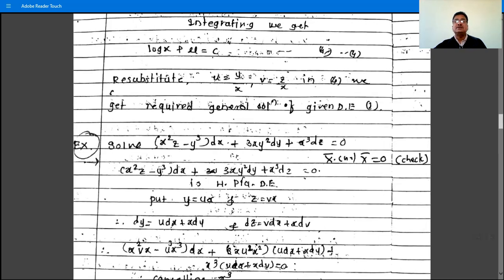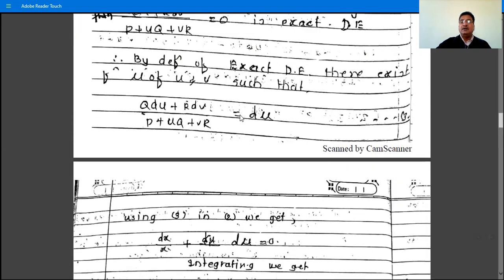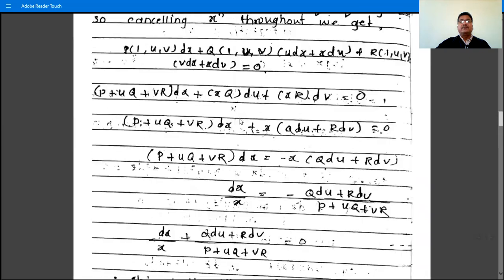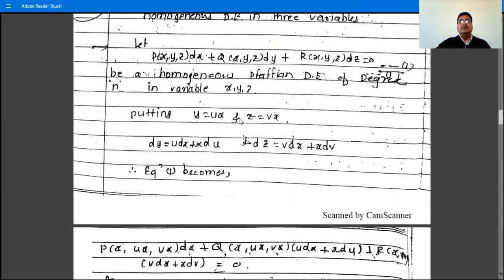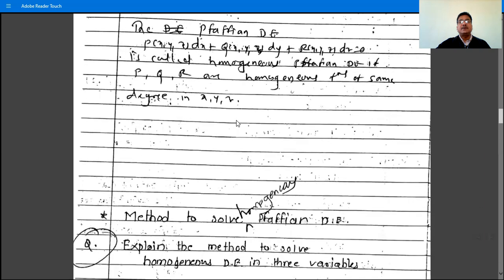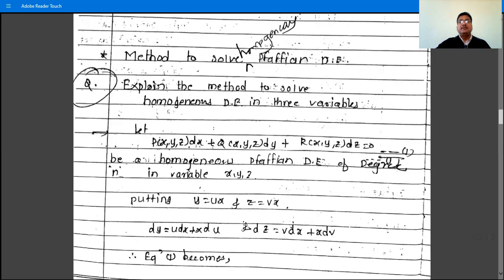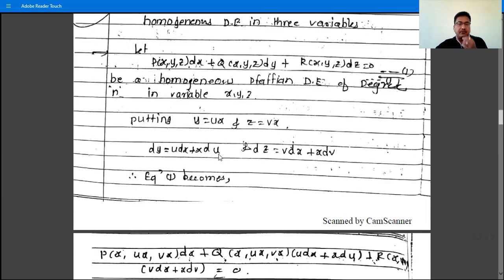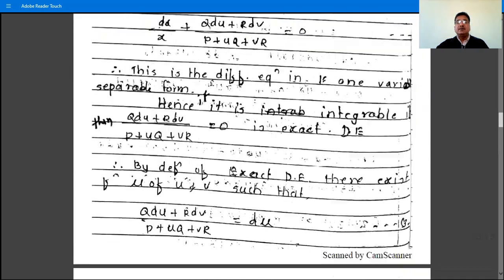Resubstitute u as y by x and v as z by x in this equation number 4. We get the required general solution of the given differential equation. So this is the method to solve the homogeneous Pfaffian differential equation. The definition of homogeneous Pfaffian differential equation and the method to solve it, both are important as far as the exam is concerned.